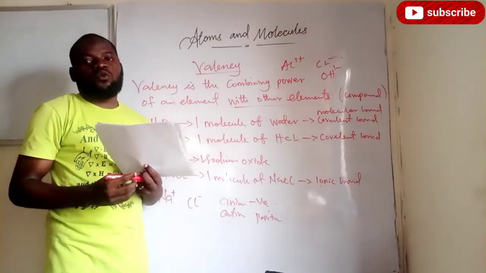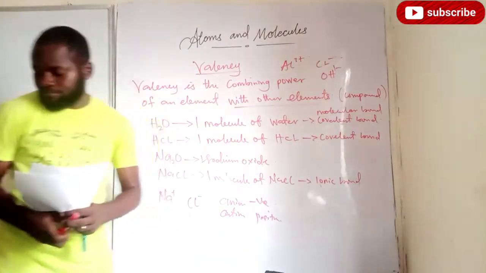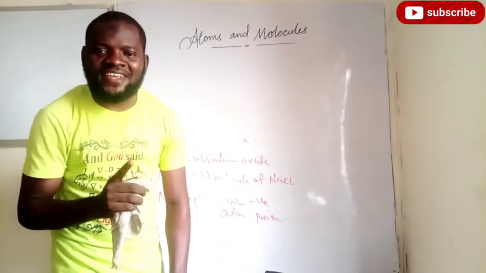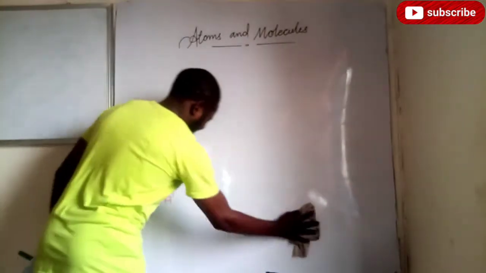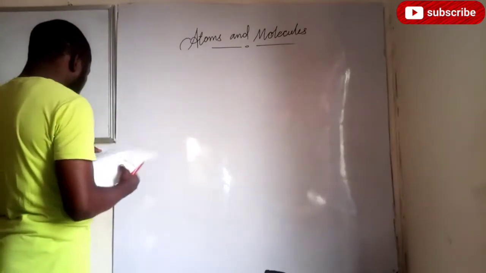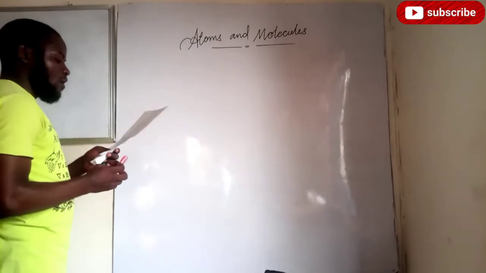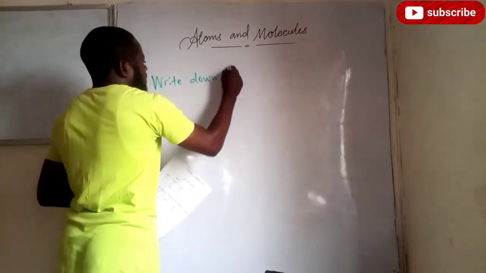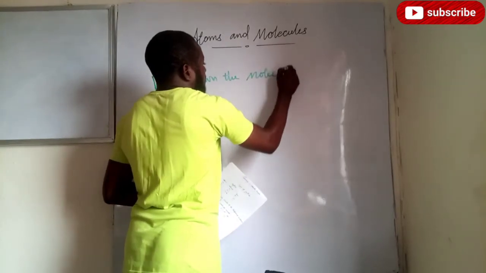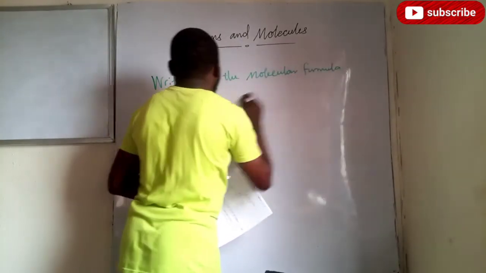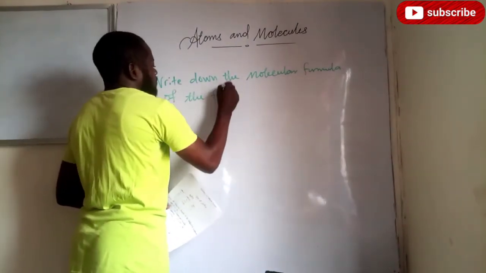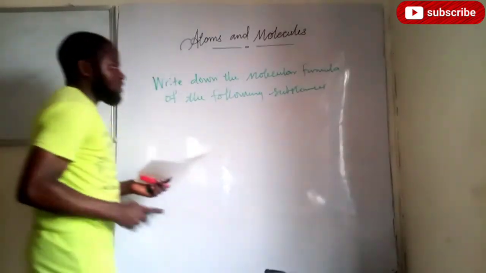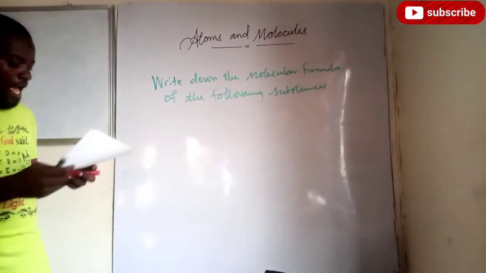Now let's see how we can write down some molecular formula for certain compounds. Sorry, I mean compound. Okay, now let's see how to write down the molecular formula of the following substances. So we have to write down the molecular formula of the following substances. Let's see how we can do that.